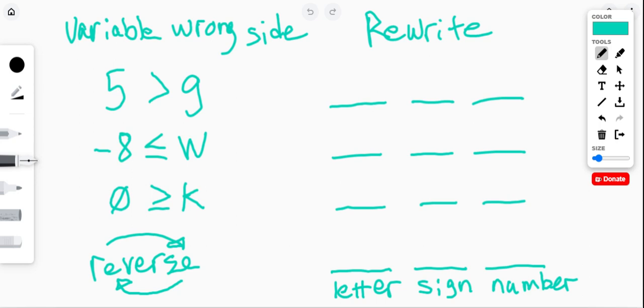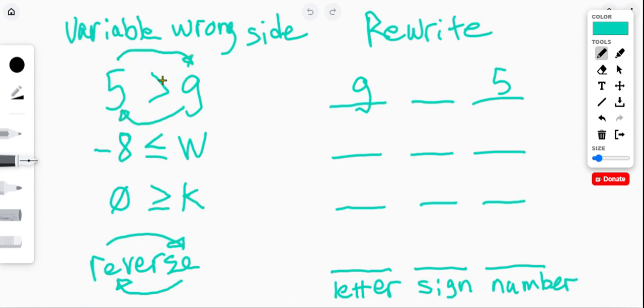If you have the variable on the right side, that inequality is written backwards from how we graph it. So the quick trick is that we are going to reverse the order and then flip the sign. So it is in the correct order: the variable or letter, then the sign, and then the number. So we're going to move the variable to the left side, move the number to the right side.